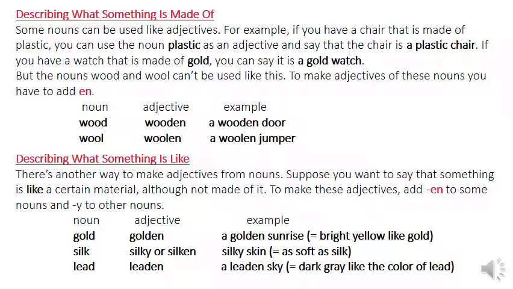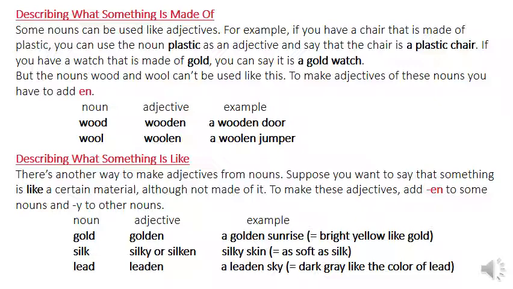Okay, so there's another way to make adjectives from nouns. Suppose you want to say that something is like a certain material, although it's not made of it, okay? To make these adjectives, we have to add en also. So I say, for example, the noun is gold. I can use golden. So I say a golden sunrise. The sunrise is not made up of gold, but it looks like gold.